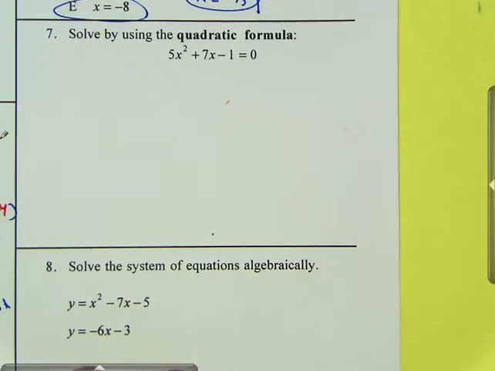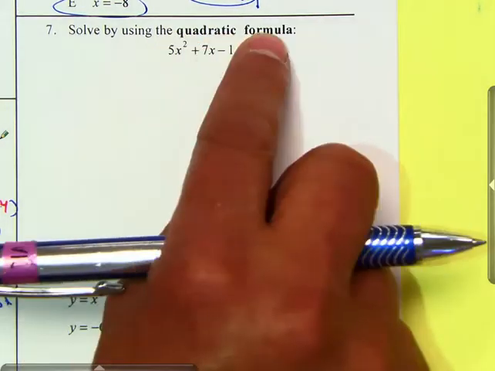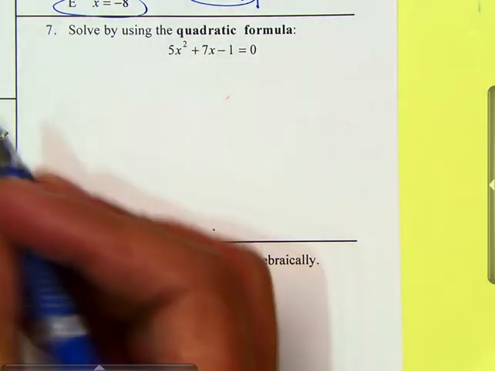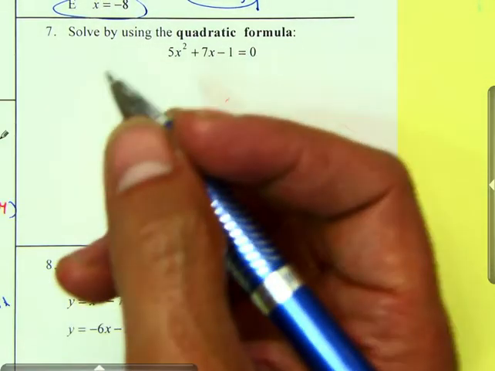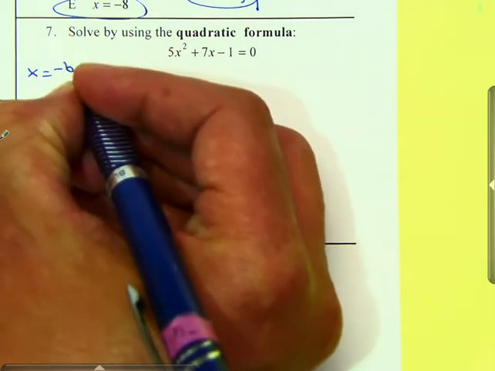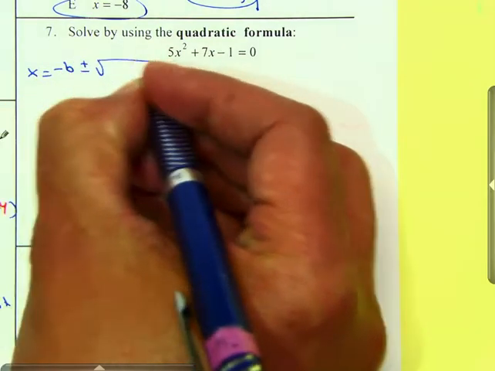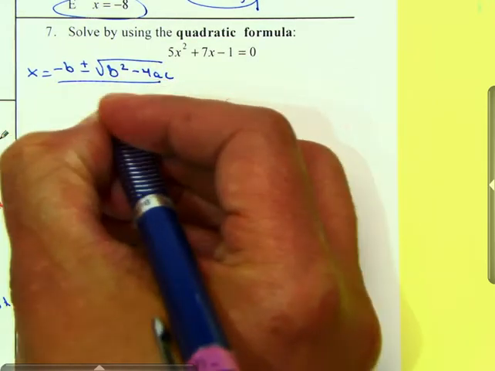Problem number 7. Solve by using the quadratic formula. So you need to be able to recall your quadratic formula. Do you guys remember it? Let's write it together. Ready? Well, let's sing it together. 1, 2, 3. X equals negative B plus or minus square root of B squared minus 4AC all over 2A.